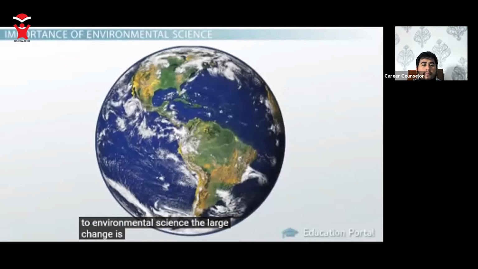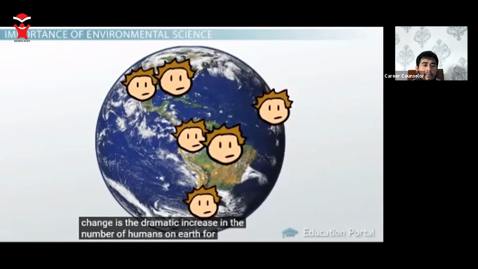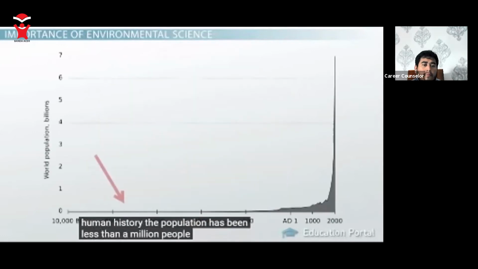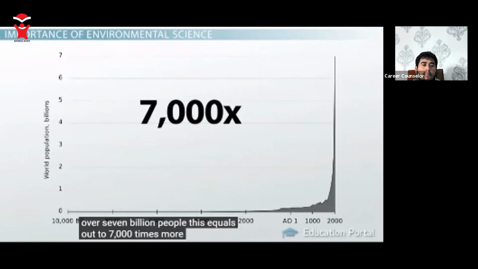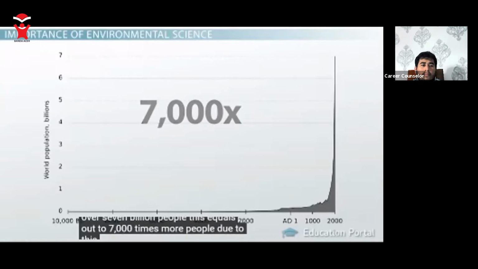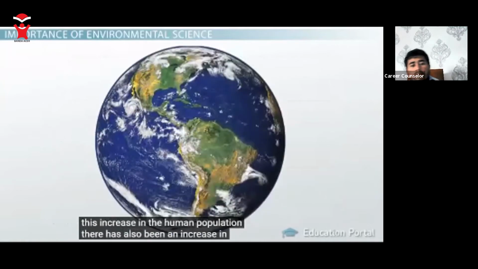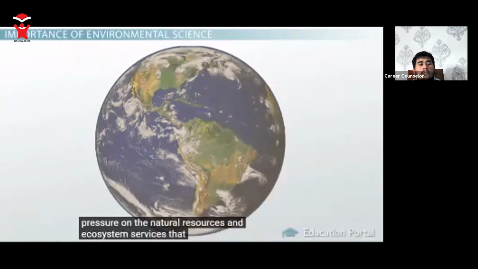The large change is the dramatic increase in the number of humans on Earth. For most of human history, the population has been less than 1 million people, but the current population has skyrocketed to over 7 billion people. This equals out to 7,000 times more people. Due to this increase in the human population, there has also been an increase in pressure on the natural resources and ecosystem services that we rely on for survival.